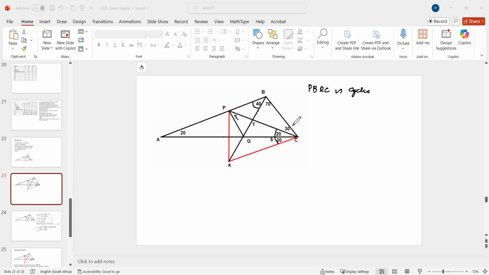Like for instance now, there's a 30 degrees here. PB subtends 30 degrees. So therefore this angle here will be 30 degrees. PB subtends equal angles at R and C. And also you got RBC. RC subtends equal angles at B and P. So this is 70. So we know this entire angle is 70.